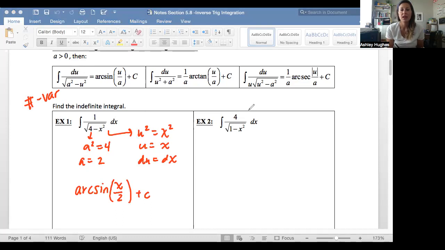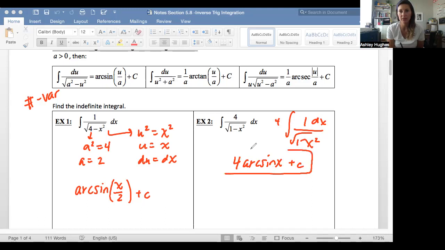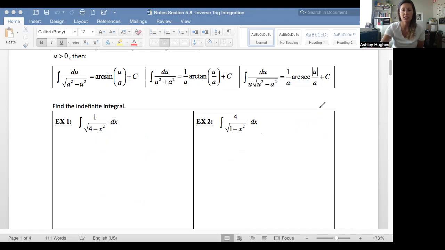Now this one, I just have 4 times that formula. I could bring out the 4. And this is just arcsine's formula exactly. This is your a and that's your u. And so this is just 4 arcsine x over 1, which is just x, plus c. Because we have the number first minus the variable. So that's how we know it's arcsine versus arcsecant.